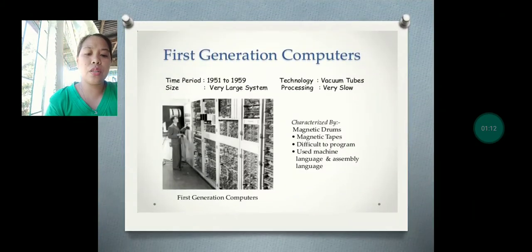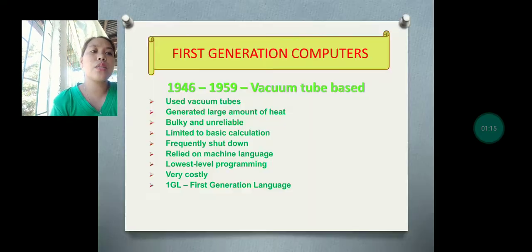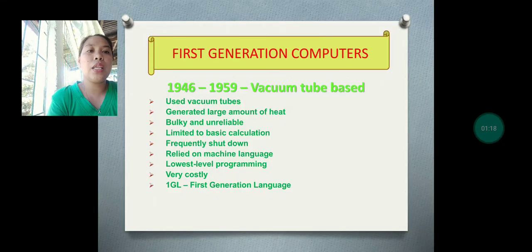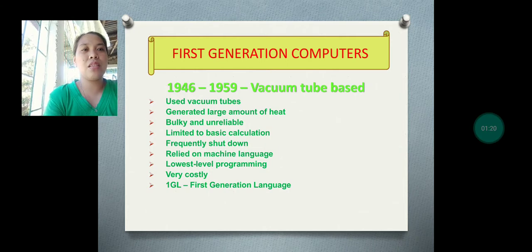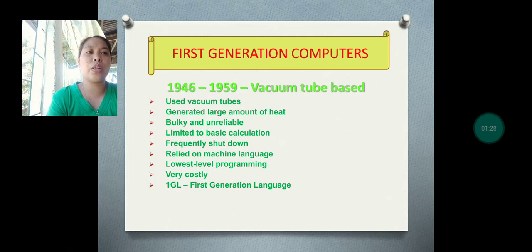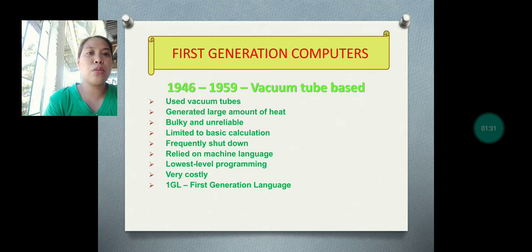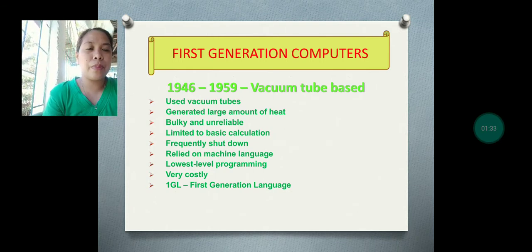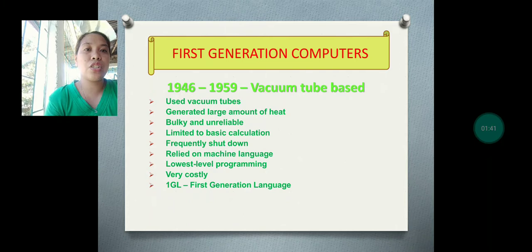The first generation computers were developed in the years 1946 to 1959, and they are vacuum tube based. Why is it vacuum tube based? These are the characteristics of the first generation computer. It used vacuum tubes that look like light bulbs. These vacuum tubes generated a large amount of heat, which is the reason why first generation computers frequently shut down. Bulky and unreliable, because this computer needs a bigger space.